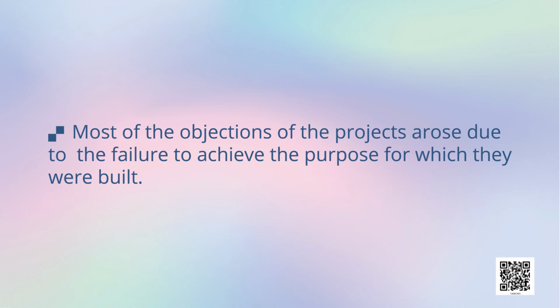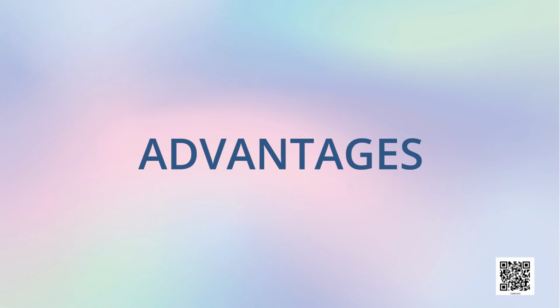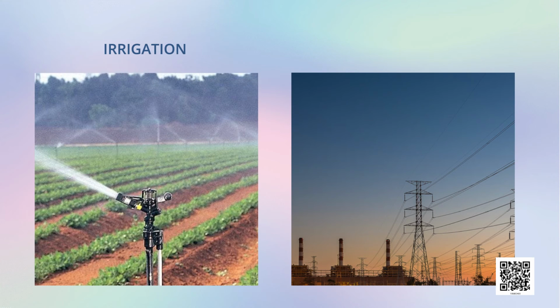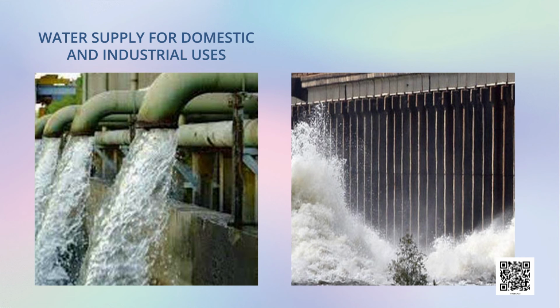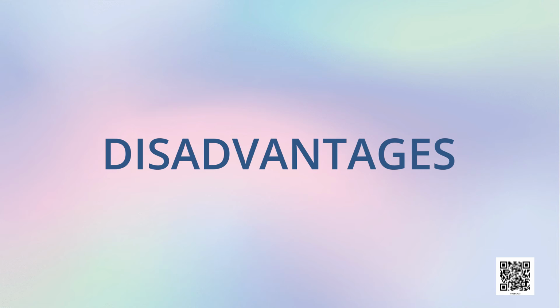So students, now we will discuss this another way, as advantages and disadvantages of multipurpose projects. A comparison between advantages and disadvantages of multipurpose projects. First, we will discuss advantages. We use multipurpose projects for irrigation, electricity generation, water supply for domestic and industrial uses, flood control, recreation, inland navigation, fish breeding. And now we will discuss disadvantages of multipurpose projects.